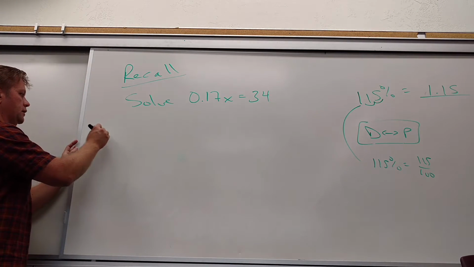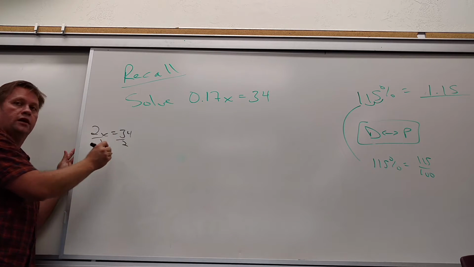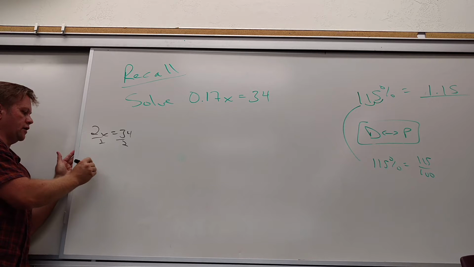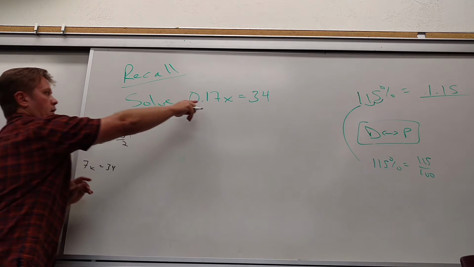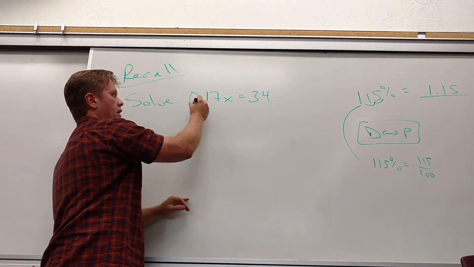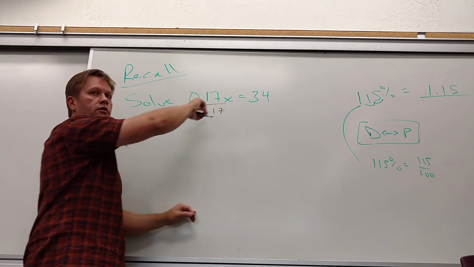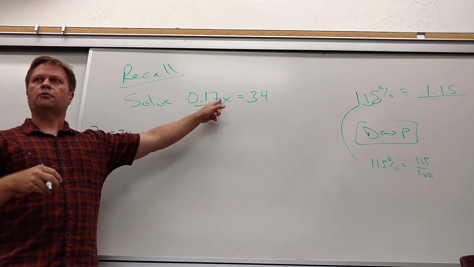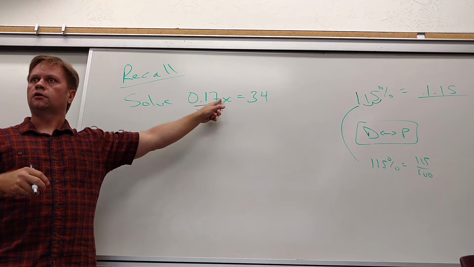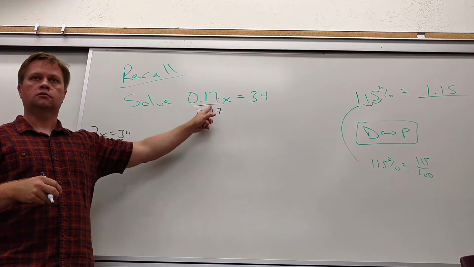If it was 2x equals 34, what would you do? Divide by 2. Look how quick you guys said that. If it was 7x equals 34, what would you do? Divide by 7. So if it's blah x equals 34, what do I do? Divide by blah. Because I don't want that anymore. What operation is it attached with? Multiplication. So how do I kill multiplication? Divide.